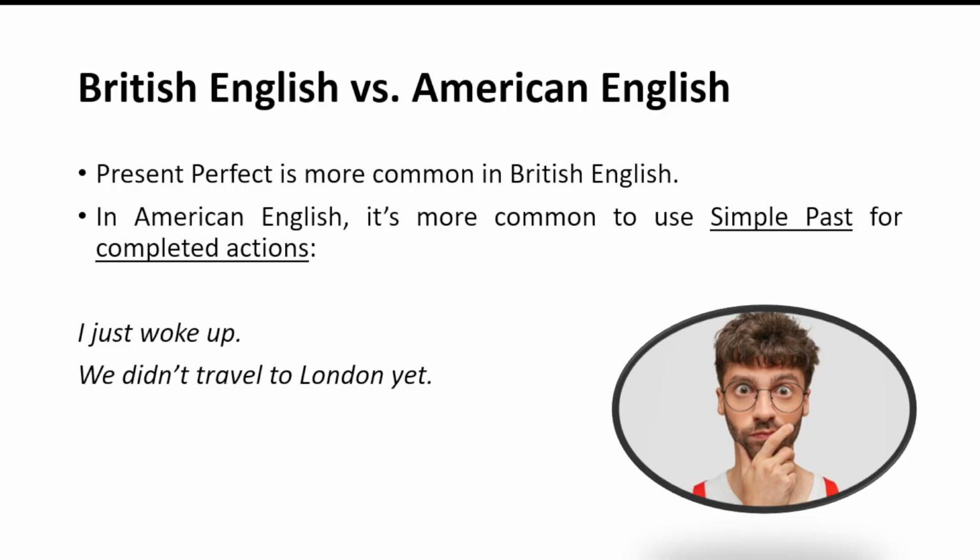For example, we can say, I just woke up. So this example, I just woke up, is common for American English, because this is just a simple past form. Another example is, we didn't travel to London yet, instead of saying we haven't traveled to London yet. So this form is more common in British English, but in American English, we only say the simple past for completed action.